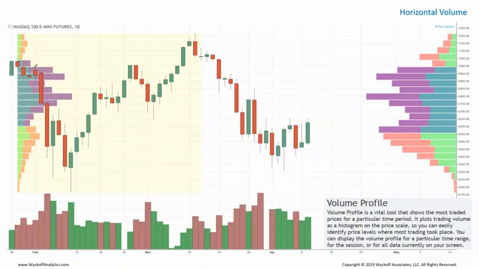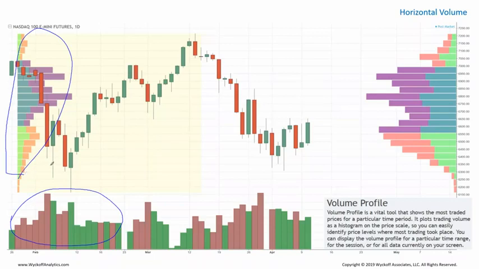And the information from the vertical volume bars is being translated into the horizontal volume signature.